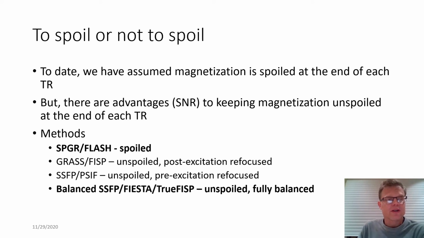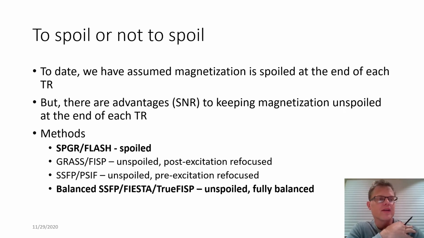Okay, switching gears now, we're going to get into chapter 21. The first thing I want to comment on is the concept of spoiling. We've pretty much always assumed that the magnetization is spoiled at the end of each TR. And this means we're usually looking at, down below, what are abbreviated as SPGR or FLASH sequences. These are spoiled sequences.